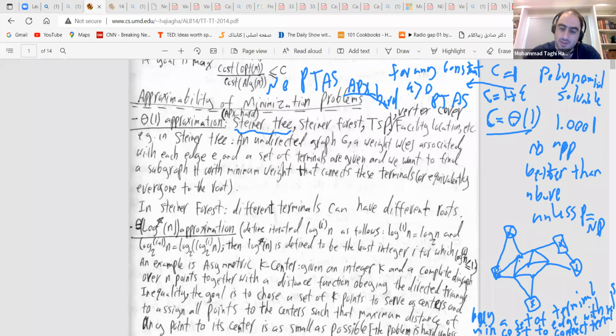So as I mentioned, these are the terminals, and you want to connect these terminals by buying a set of edges. This is a Steiner tree problem. This is a generalization of a spanning tree problem. In the spanning tree problem, every vertex is a terminal vertex, so we want to connect all vertices of the graph. Here you want to connect only the given set of vertices, which are the terminals. A generalization of this problem is called a Steiner forest.